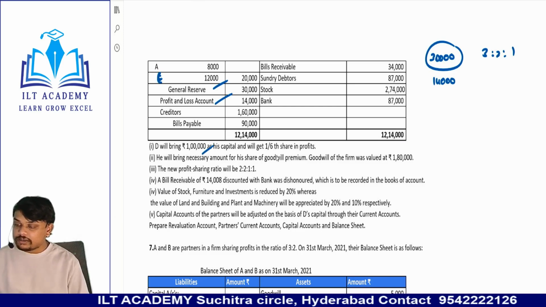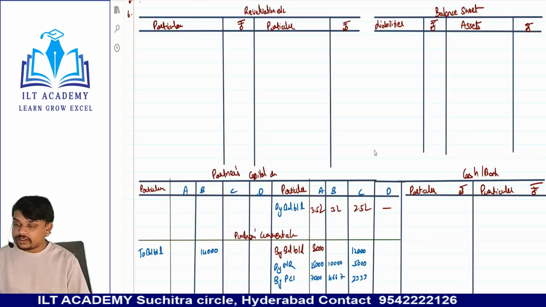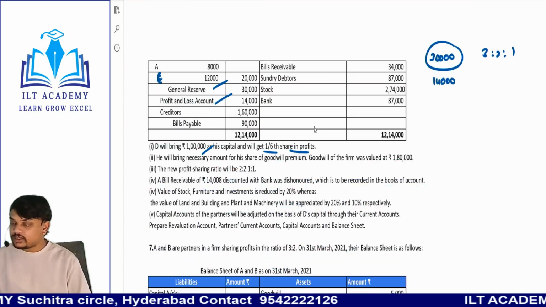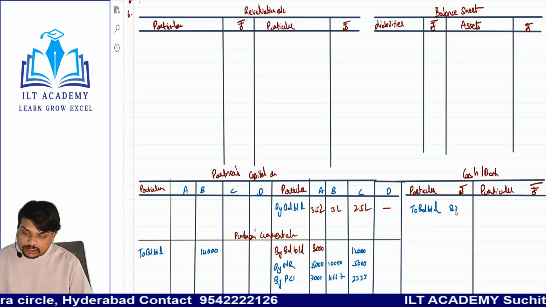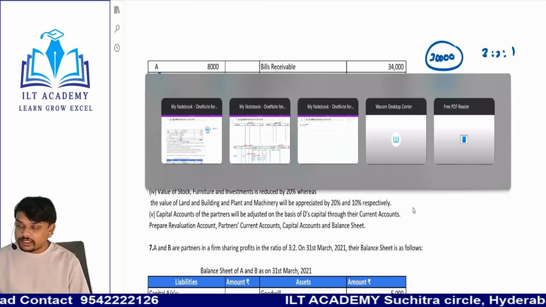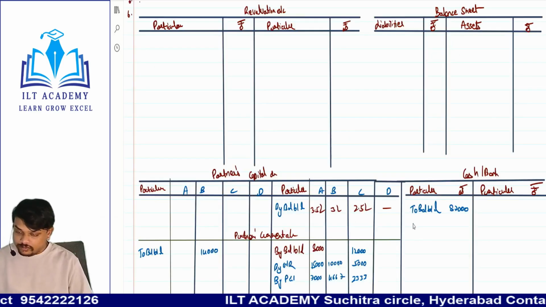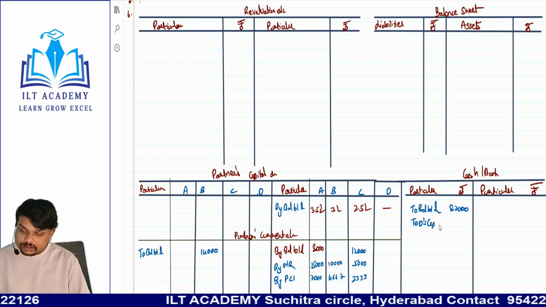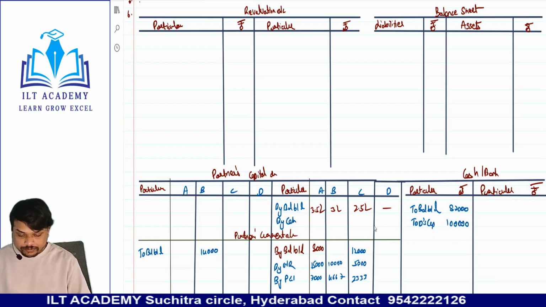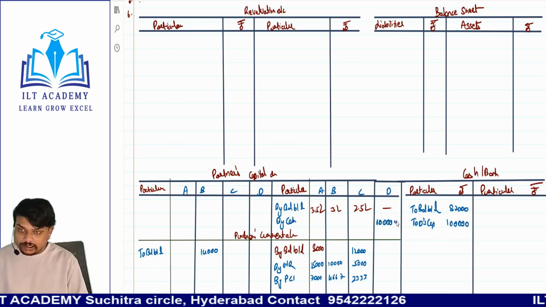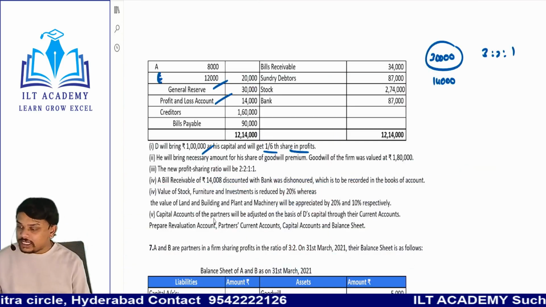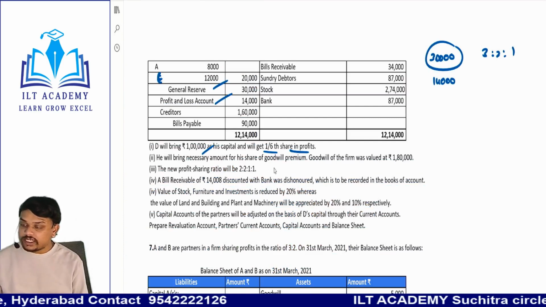D will bring 1 lakh as his capital for 1/6th share in profit. Record the bank balance, which is 87,000. Now the first entry is what? D will bring 1 lakh as his capital, to D's capital account 1 lakh, by cash 1 lakh. Any doubts on this? 1 lakh is done.